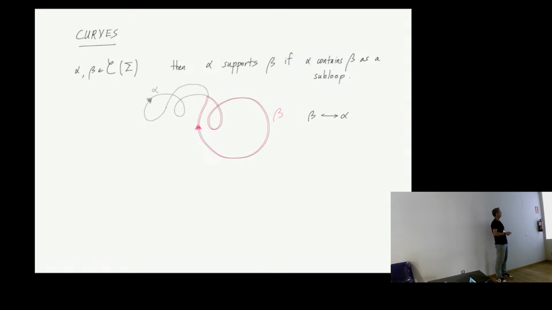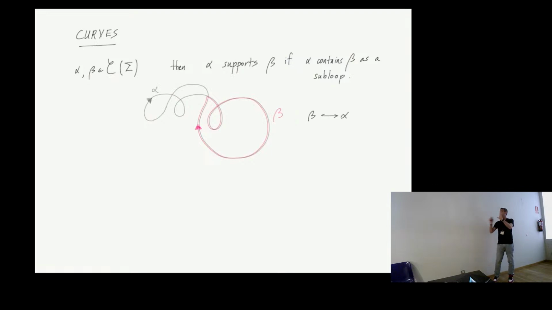So you have this curve alpha which goes around, and in the process of that curve alpha, I have sort of this subloop that goes here and goes around, right? And because this curve alpha has self-intersection points, there are non-trivial subloops that are formed as subloops inside that curve alpha, right? And so in this case, we say that alpha supports beta, right? So that's just a definition.